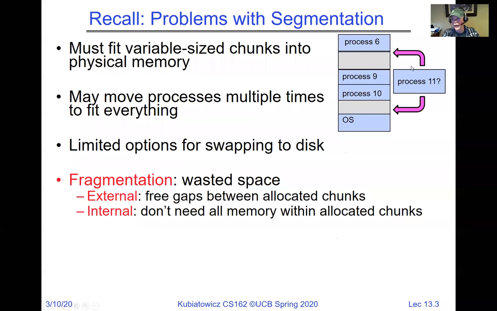And then we have to move that up, maybe move process 11 in here. And then perhaps just to make sure that we can grow process 11, we have to leave some space. That potentially would be internal fragmentation. So this seems like a nice first step because it's very easy to do. But let's see if we can do better.